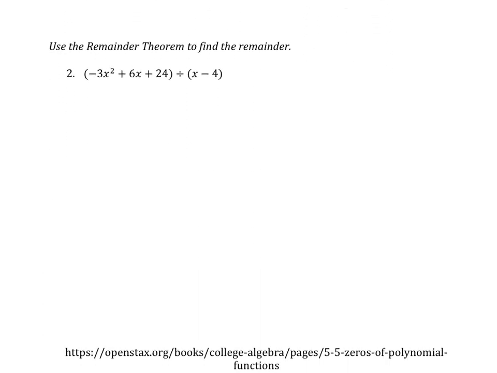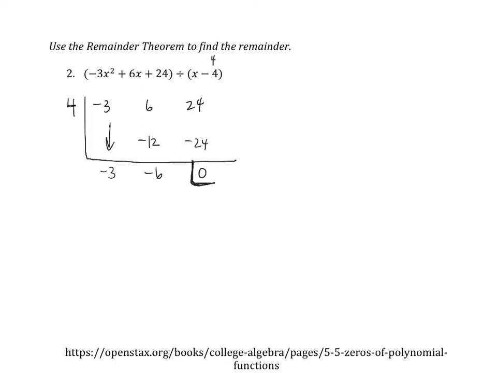All right, number 2, use the remainder theorem to find the remainder. So we're just trying to find the remainder. So we're going to divide by positive 4, right? The 0 is 4. And then we have x squared, x, and no x. So we don't need any placeholders. So we have negative 3, 6, 24. Bring down the negative 3. We multiply 4 times negative 3, and we get negative 12. We add, and we get negative 6. We multiply 4 times negative 6, we get negative 24. We add, we get 0. So the remainder is 0.